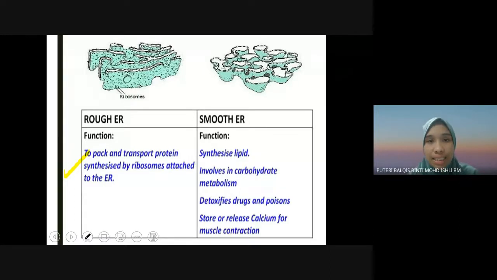Jangan jadi malas. Okay, macam dalam go formative tu malas. Tak label pun. Nak tunjuk removal of water pun malas. Okay, tulis penuh. To pack and transport protein synthesized by ribosome attached to the ER. Okay, smooth ER apa dia punya function? Synthesize lipid, involved in carbohydrate metabolism, detoxifies drugs and poison, store or release calcium for muscle contraction. Okay, rough, smooth.